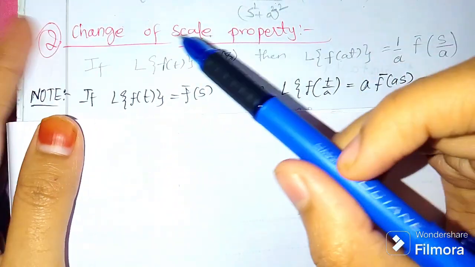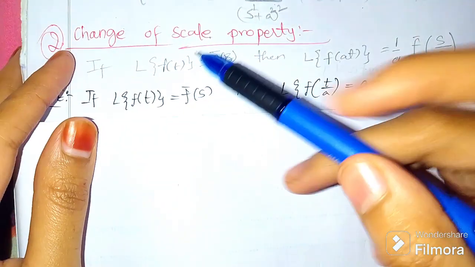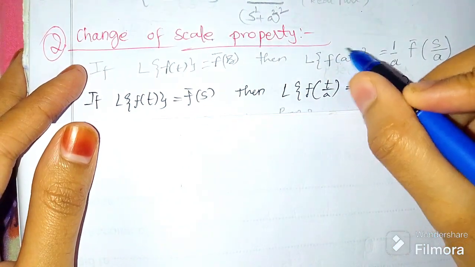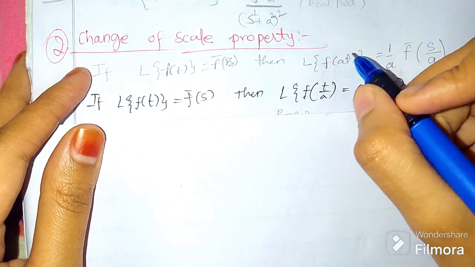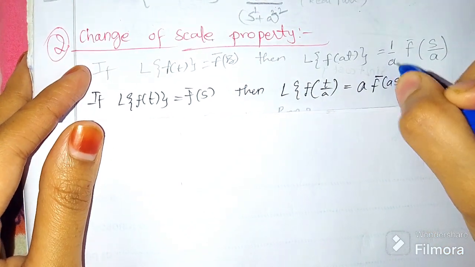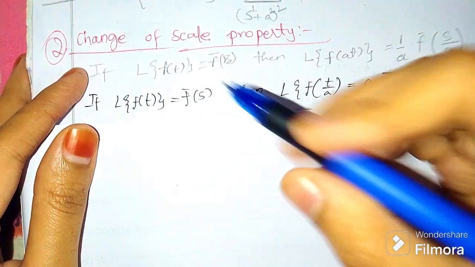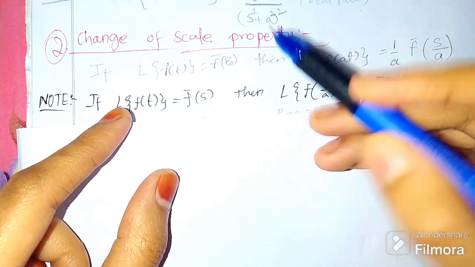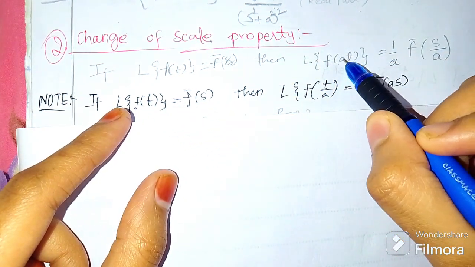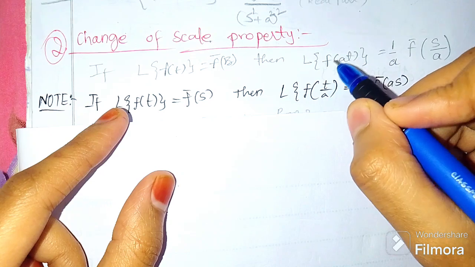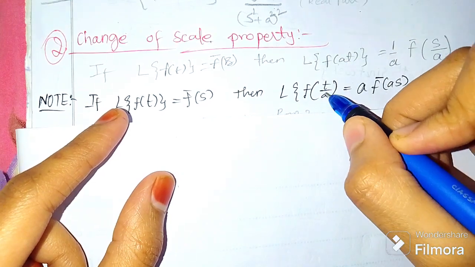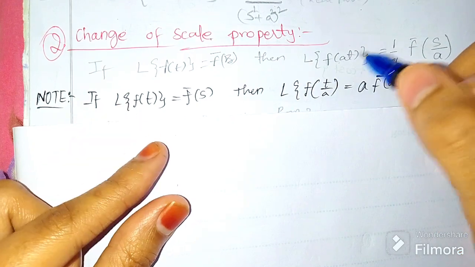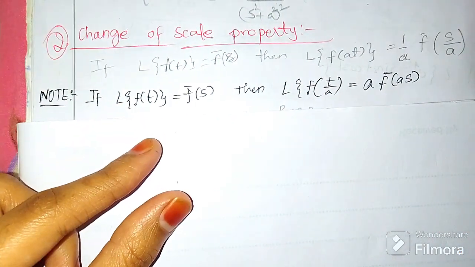Next is the change of scale property. It's very simple. If any constant is multiplied inside the function, then we can write 1 by a f bar of s by a. So if the Laplace of any function is f bar of s, then if it is multiplied with a, we write like this. If it is divided by a, we write it the opposite way. We'll see one question for better understanding.